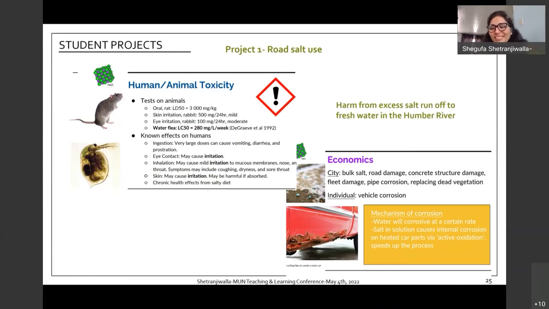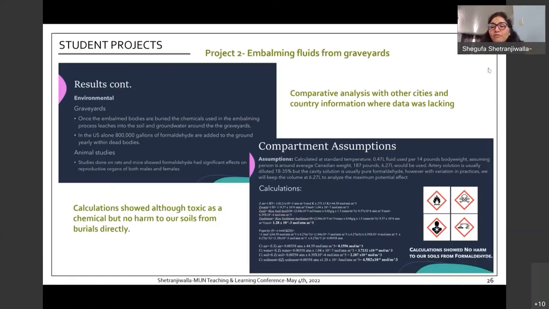And one other interesting thing was, in the embalming project, their calculations led them to understand that the formaldehyde, although available in the soil, was really not of high concentration, which is a very low concentration and not harmful to our environment. But where there was no data available, they looked at other cities in the USA that may have similar data, and they were able to find some from Halifax, but none from our area. So that really helped them work with what they had and arrive at the calculations the best that they could.